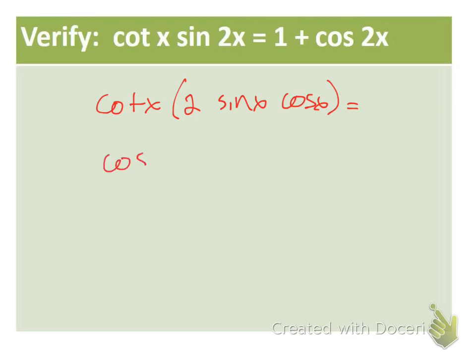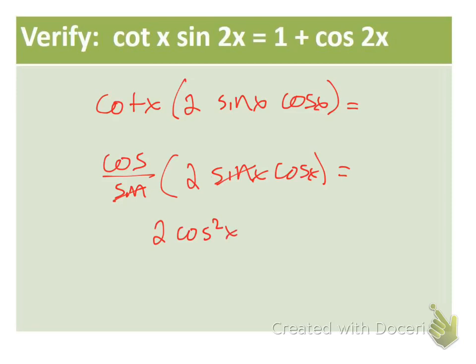Now, cotangent I can rewrite as cosine over sine. Then let's multiply those out, right? So if I do that, I can divide out the sines, and we get 2 cosine x. Now, what's going to be weird is 2 cosine squared x is part of one of your cosine double angle formulas. It comes from the one that looks like this.